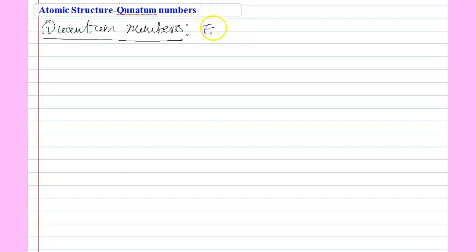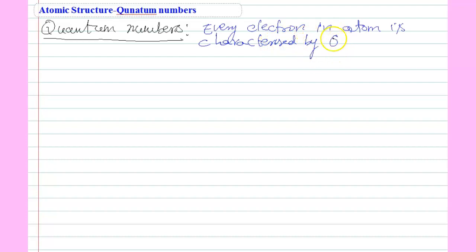Every electron in an atom is characterized by quantum numbers. That means to explain the electron energy, position and shape, spin, we need these quantum numbers.